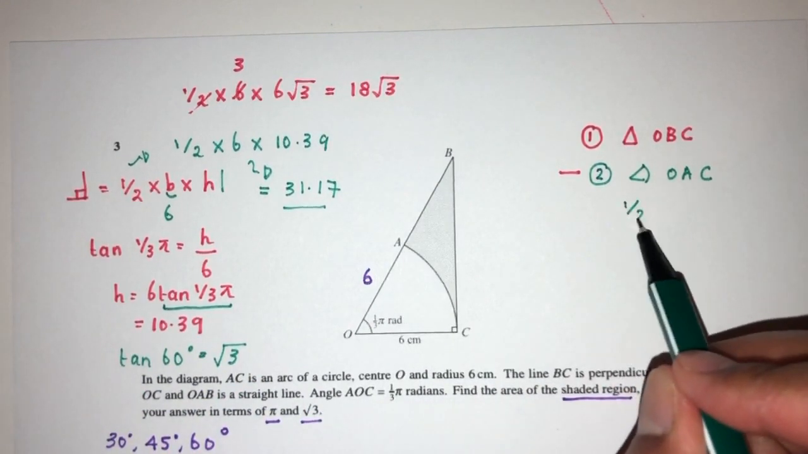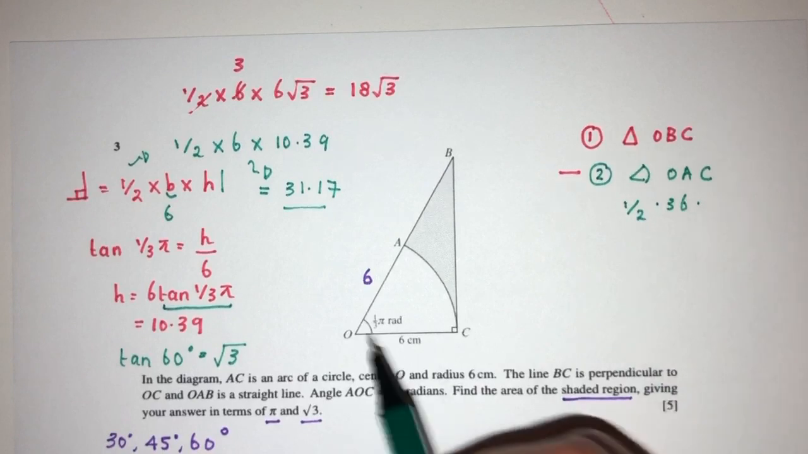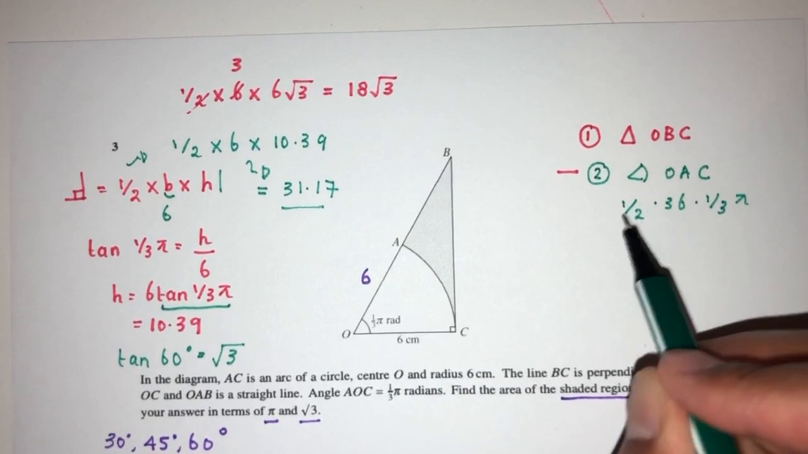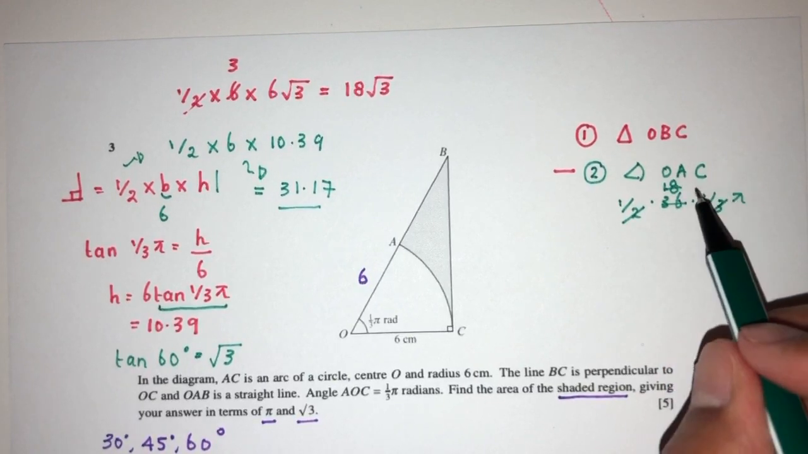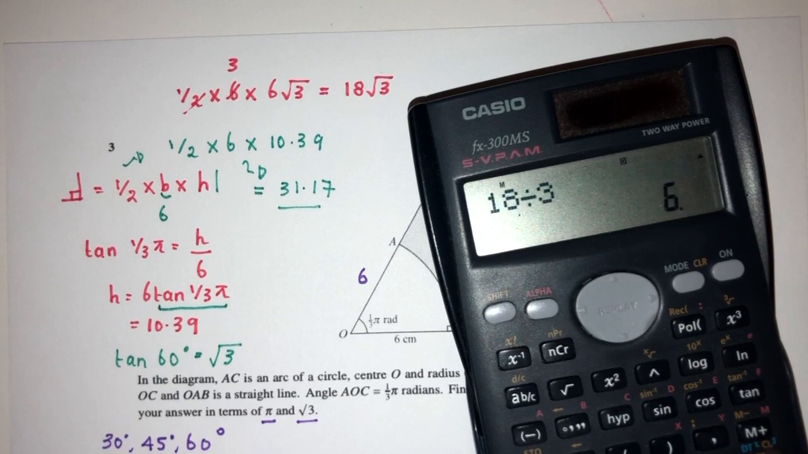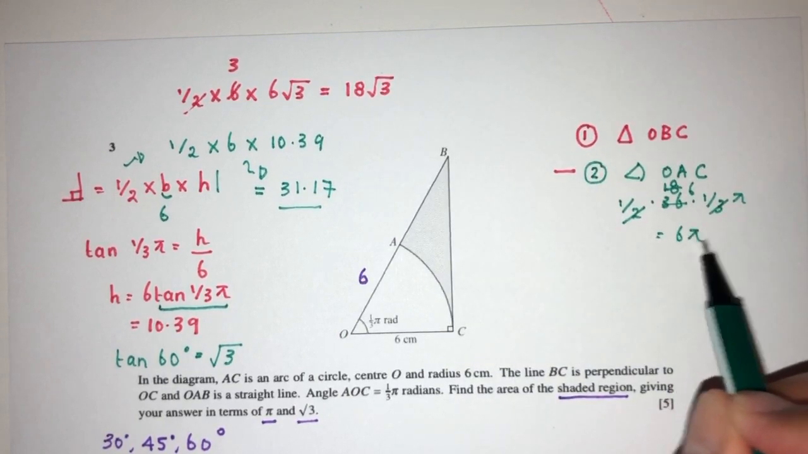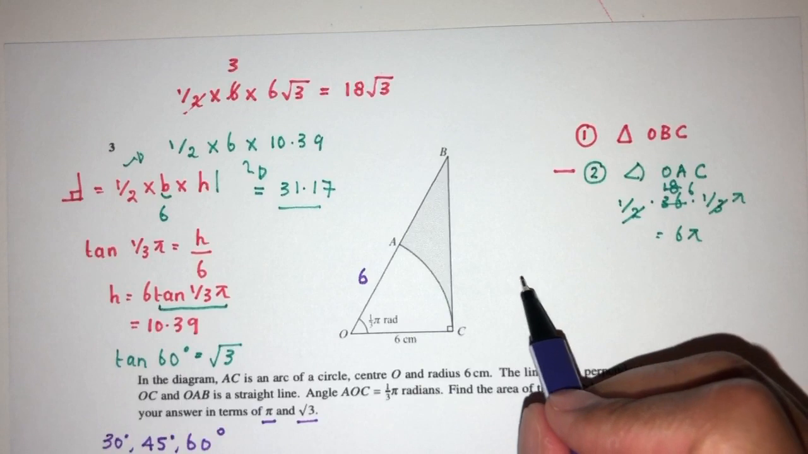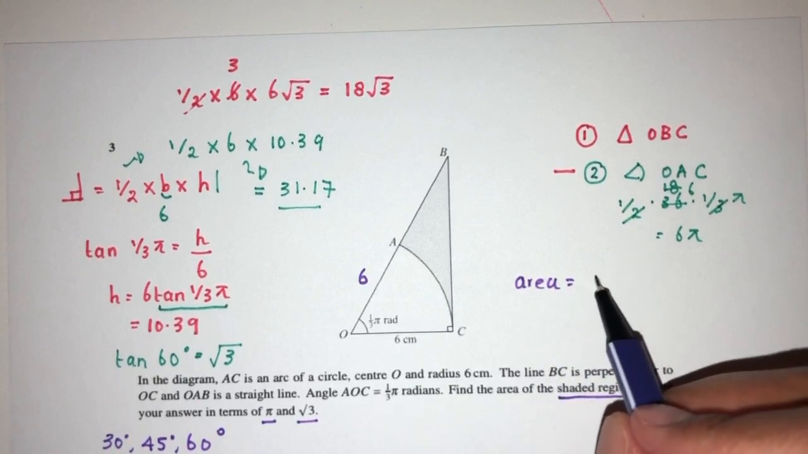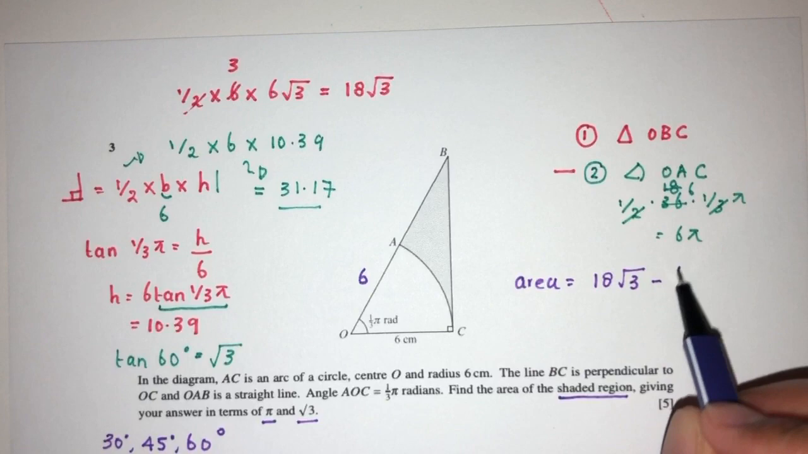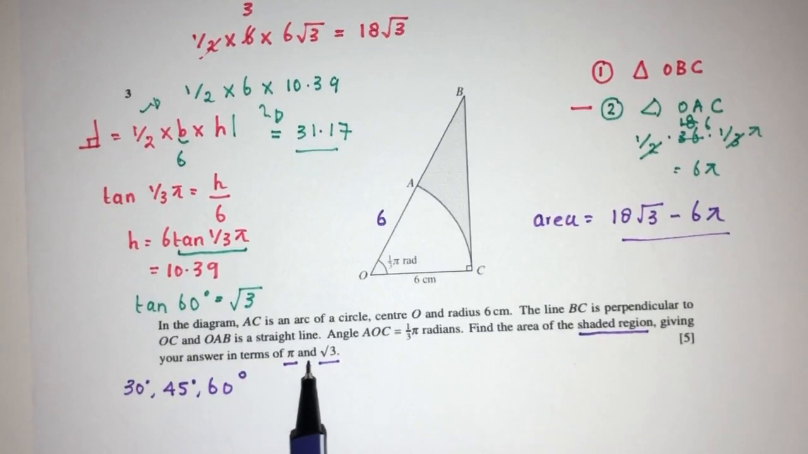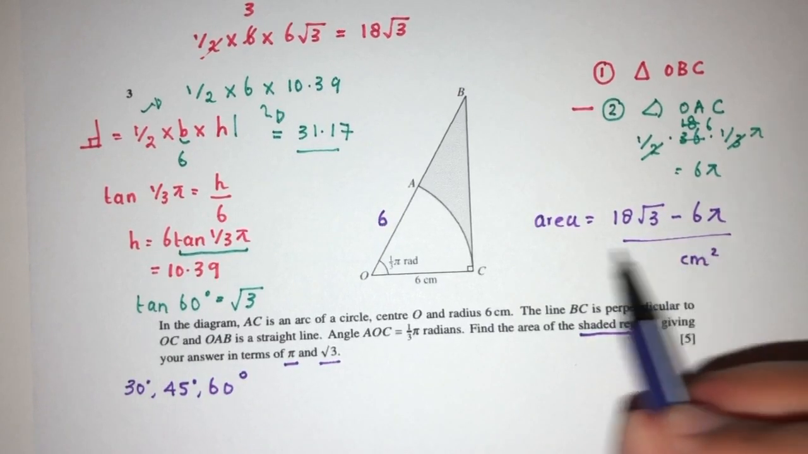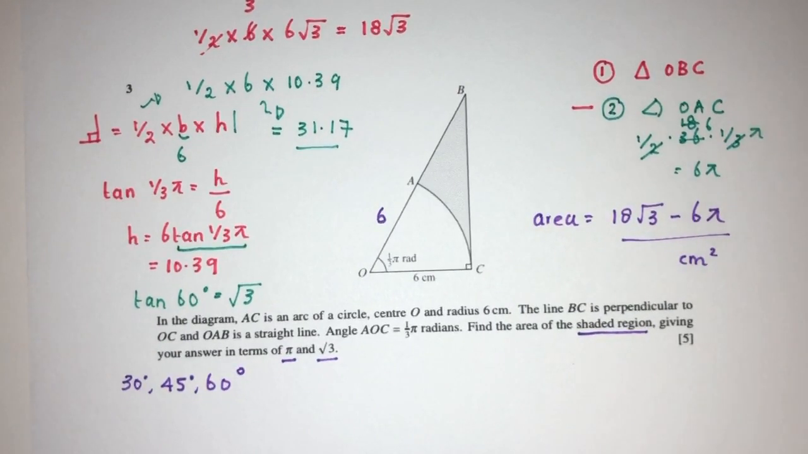That should be half r squared, 36, and the angle will be 1 over 3 pi. Simplify, so 18 divided by 3, that should be 6 pi. So finally, the area that we are trying to find is 18 root 3 minus 6 pi. Again, the answer is given in terms of pi and root 3. That should be centimeters squared, obviously, for your value of area. And that will be a question in relation to circular measure.